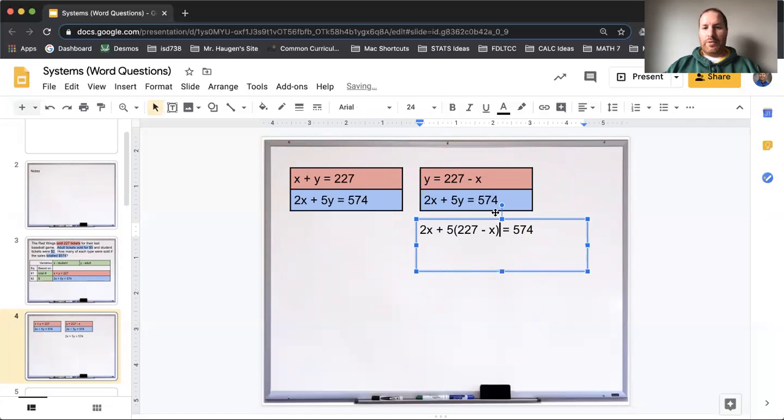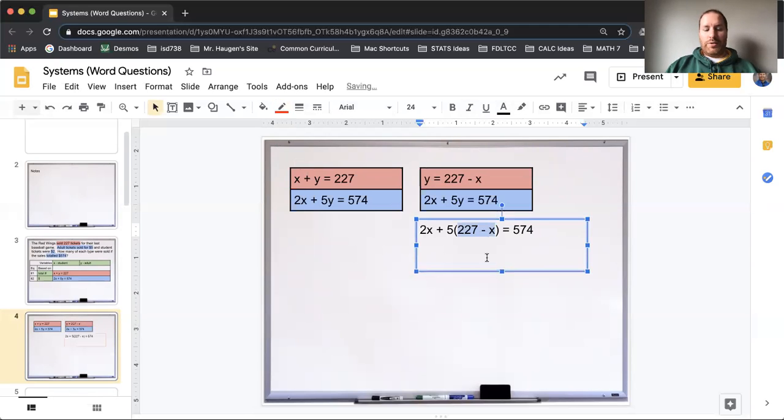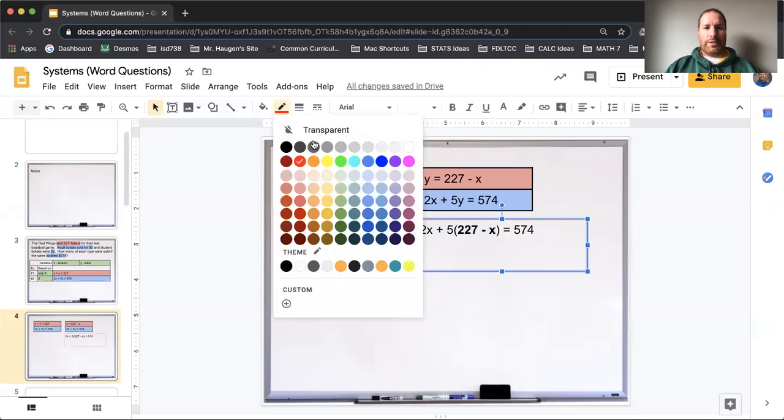If this is making sense to you and you want to go ahead and start the assignment, you can go ahead and do that. Here, I'm just going to put that in red so I know that that's where that one came from. Whoops. Let's maybe not make that.